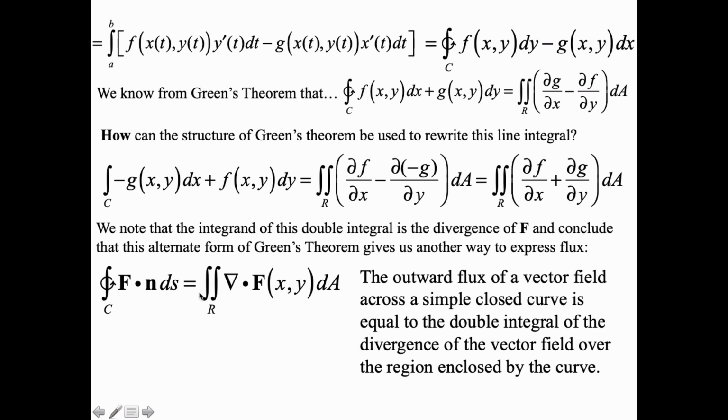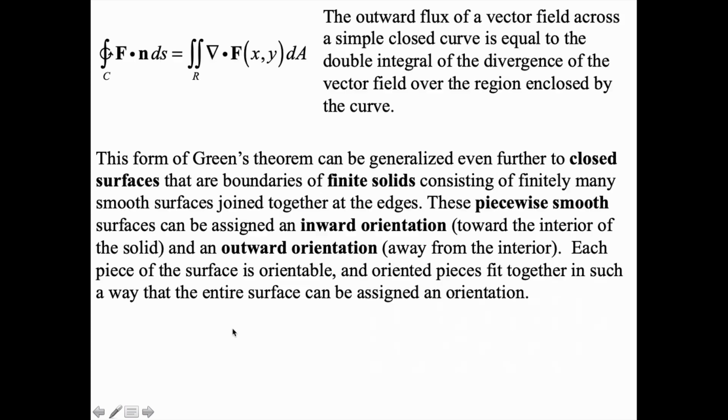So again, what have we accomplished? This is the first shortcut we were trying to establish. We're saying that the outward flux of a vector field across a simple curve C is equal to the double integral of the divergence of the vector field over the region enclosed by that curve C, which we'll call region R. It's a pretty neat trick.